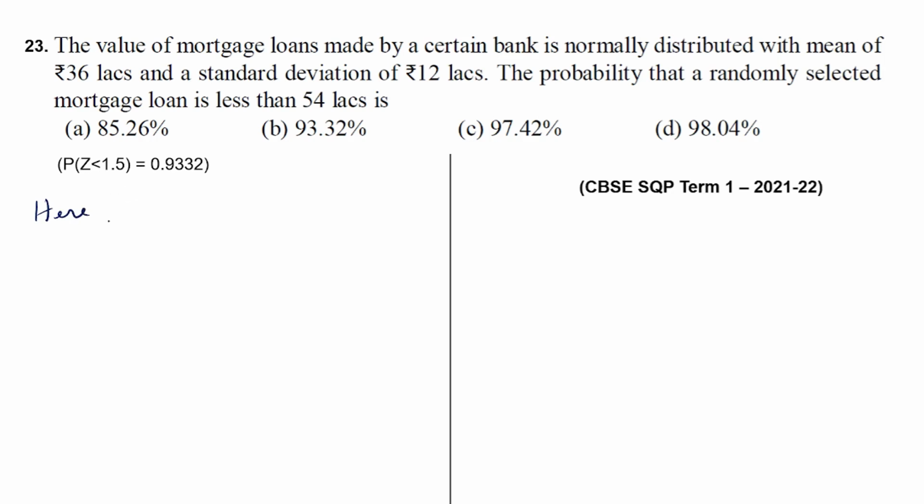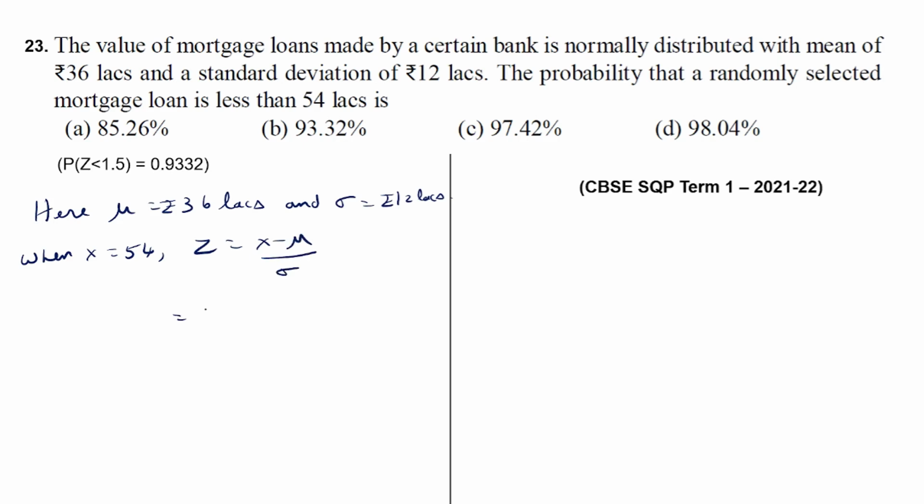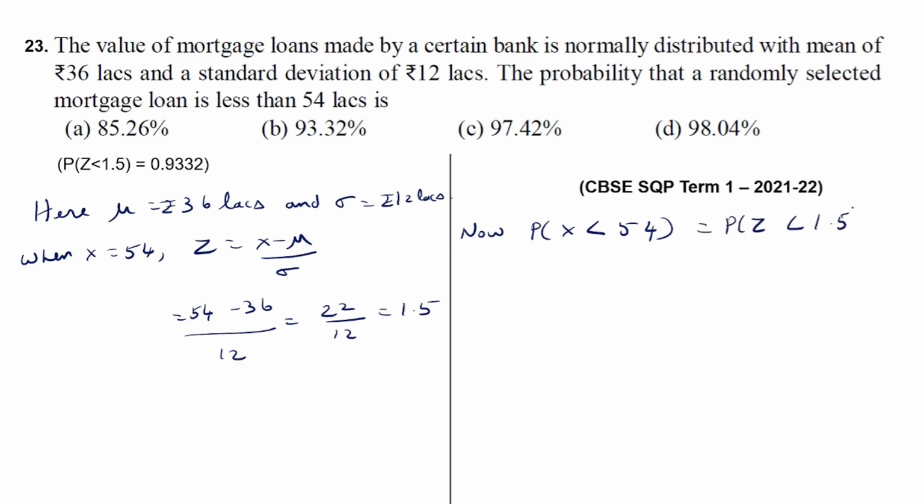So here mu is 36 lakhs and sigma is 12 lakhs. Now we have to find the probability of x less than 54. For that, let us find the z-score. When x equals 54, z equals x minus mu by sigma. So it is 54 minus 36 by 12, that is 18 by 12, which is 1.5. Now the probability of x less than 54 is equal to the probability of z less than 1.5. This is equal to 0.9332, or 93.32%. So the correct option is option B.